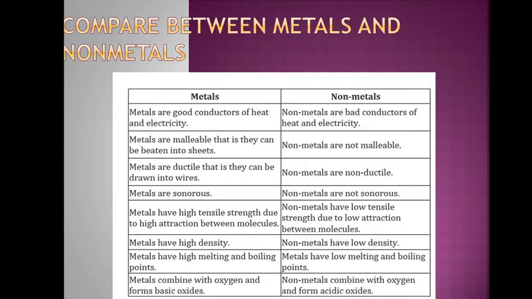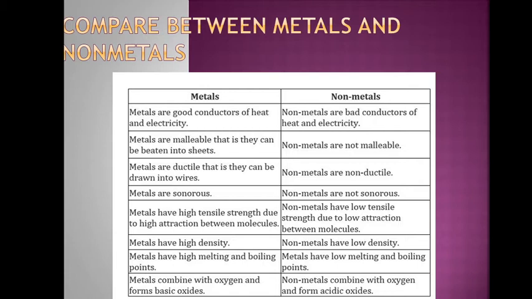Okay, metals have high density, while non-metals have low density. Metals have high melting point and boiling point. This means that when they are heated, they have to be heated at very high temperature. While non-metals have low melting point and boiling point. This means they are heated at lower temperatures.